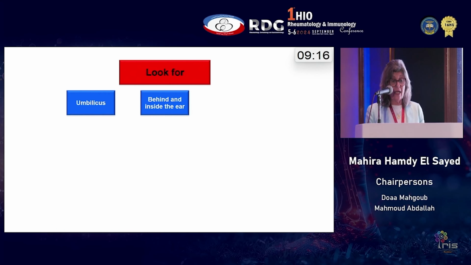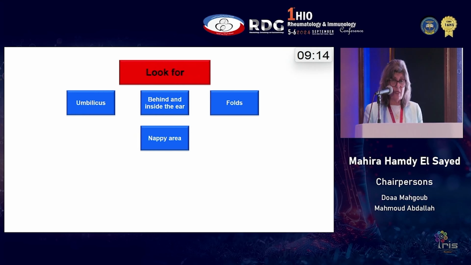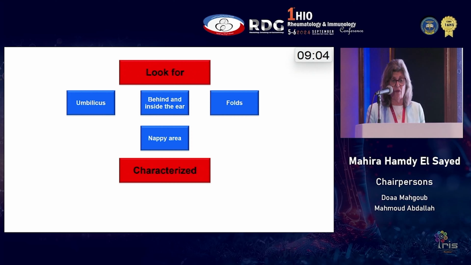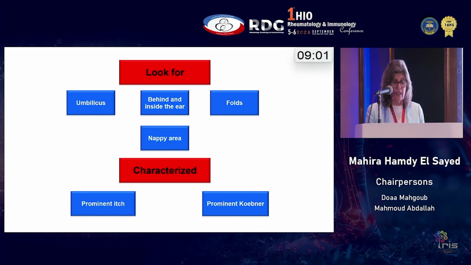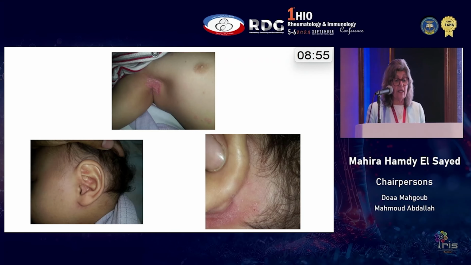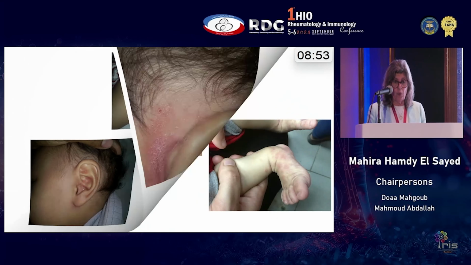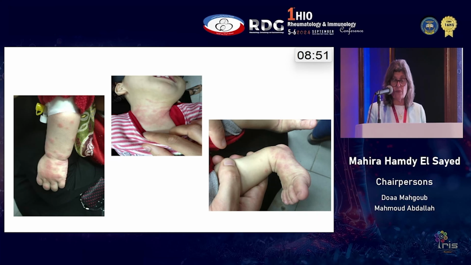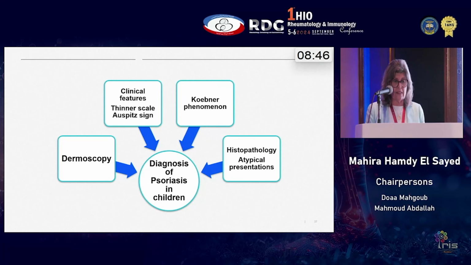How am I going to diagnose? There are certain areas. This was a Delphi study made a while back, to find the most common areas affected by psoriasis in children. Look at the umbilicus, the nappy area, the folds behind and inside the ear, and remember that there is a prominent Koebner phenomenon, and it's very, very itchy. And these are areas you need to look for when you are examining a psoriasis patient. Please look at all these areas to make sure that they are free of psoriasis.